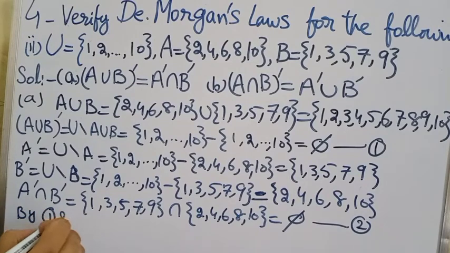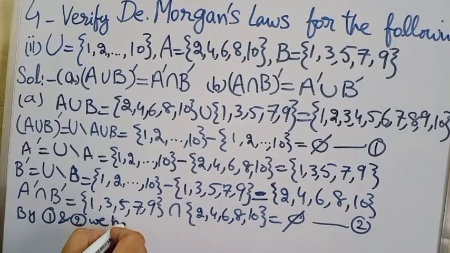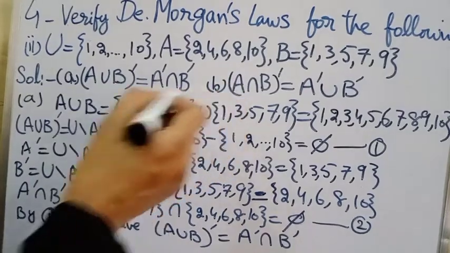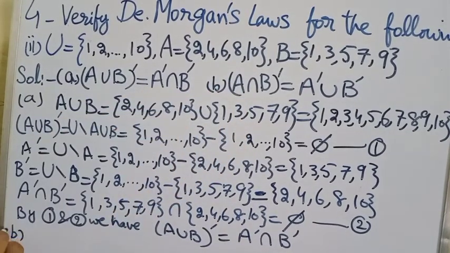By 1 and 2 we have A union B whole complement is equal to A complement intersection B complement. Similarly, we have to find the B part. For this purpose, we find A intersection B.